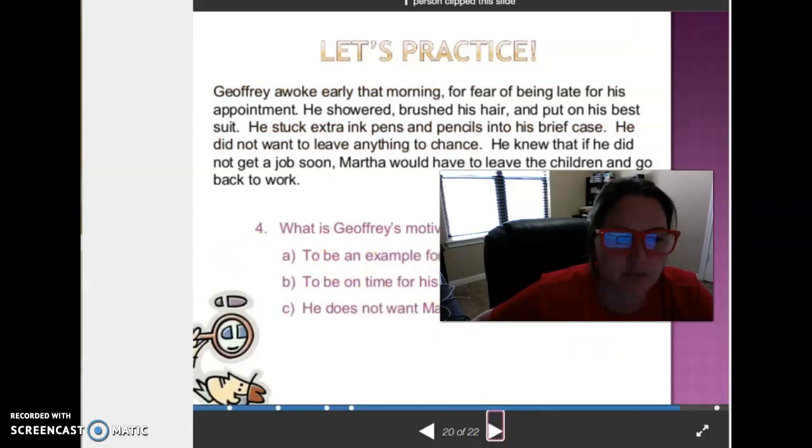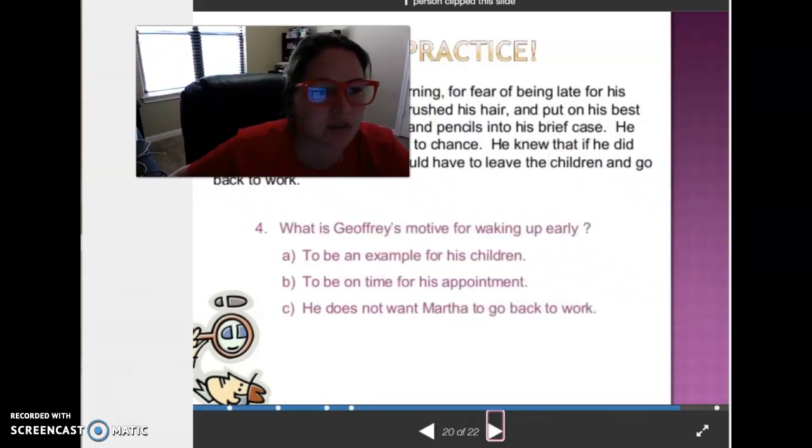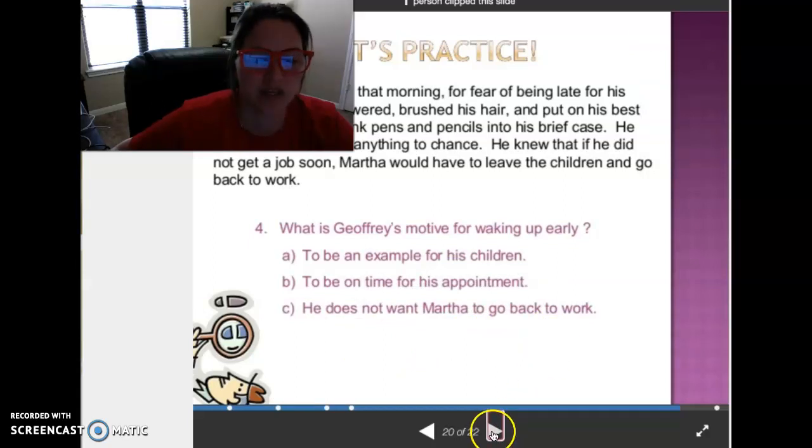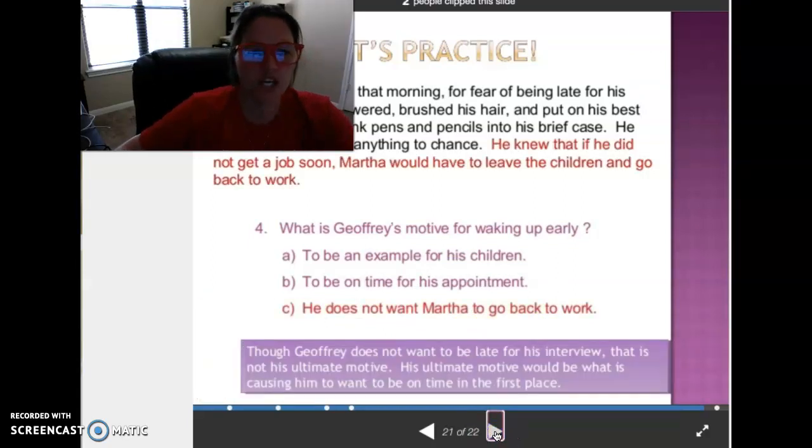So what is Jeffrey's motive for waking up early? What do you think his motive would be? Over here. So to be an example for his children, to be on time for his appointment, or he does not want Martha to go back to work. Think about it. So he knew that if he didn't get a job soon, Martha would have to leave the kids and go back to work. So C is that he doesn't want Martha to go back to work.